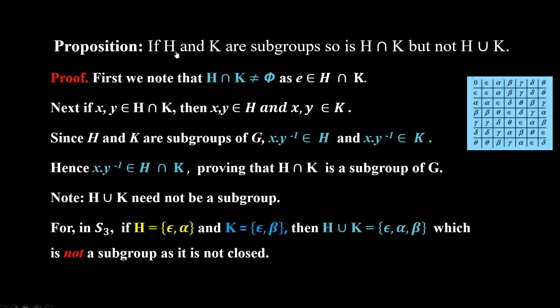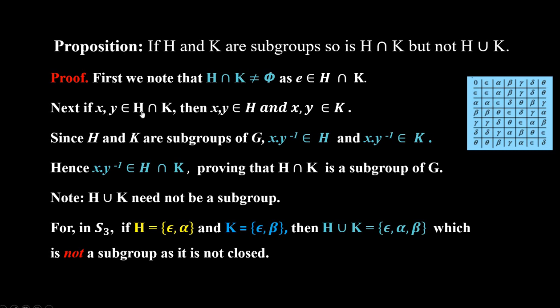Now in the next we are going to have, if H and K are subgroups of a group G, then H intersection K is also a subgroup, but H union K is not a subgroup. Now we consider H intersection K, and we notice that it is non-empty because E belongs to both H as well as K. Now to show that it is a subgroup, first we have established that it is non-empty. Then we'll have to show that for two elements x, y in H intersection K, x dot y inverse also belongs to H intersection K. So how is that established?